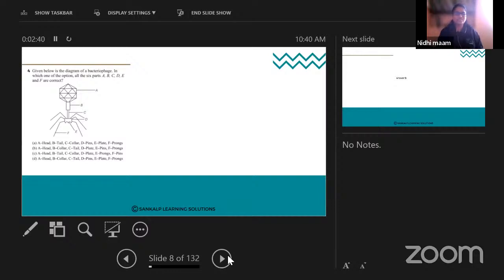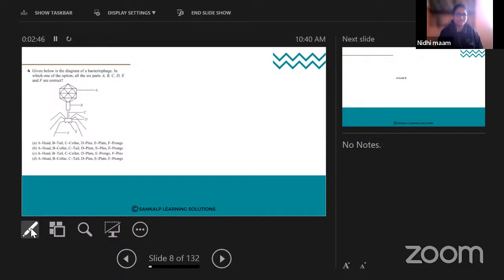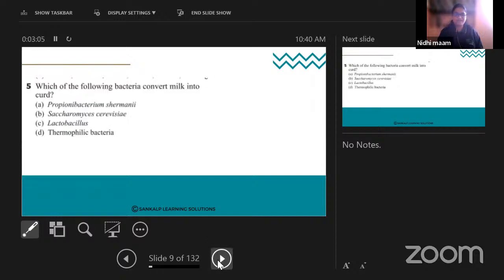The confusion is between option A and option B. So the right answer is option B. Here in option B you can see, A is head, B is collar, C is tail, D is plate, E is pins, F is prongs. So option B is exactly the accurate answer.